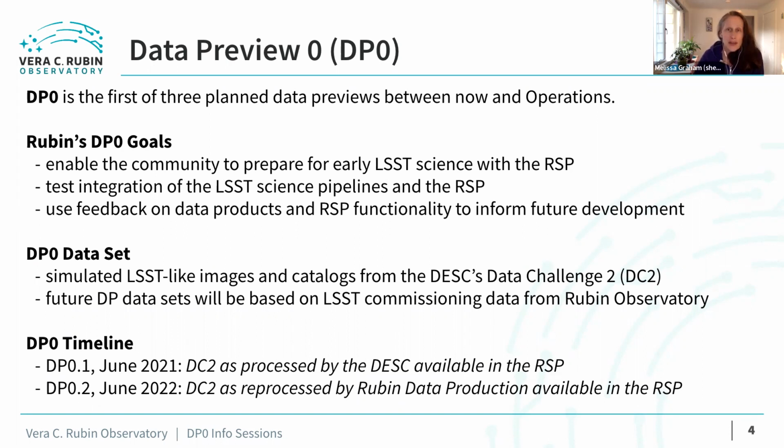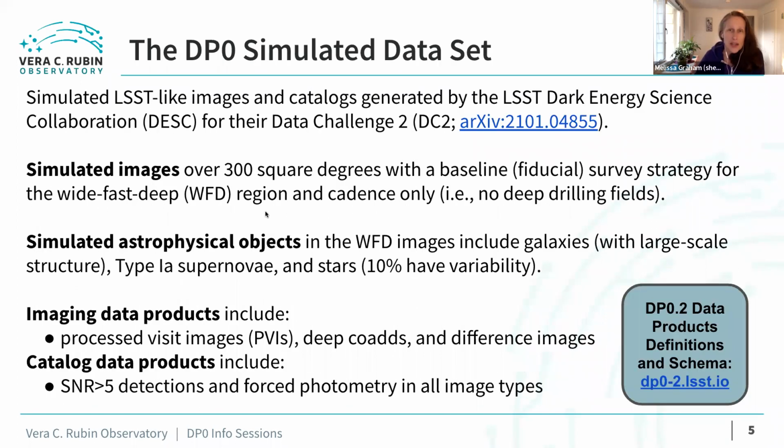Data Preview 0 itself has 2 phases, the second of which, DP0.2, began in July 2022 and is based on simulated images that have been processed by Rubin Observatory staff using a recent version of the LSST science pipelines. These simulated images were generated by the Dark Energy Science Collaboration as a part of their Data Challenge 2, or DC2, and a paper fully describing the simulation is available on the archive.